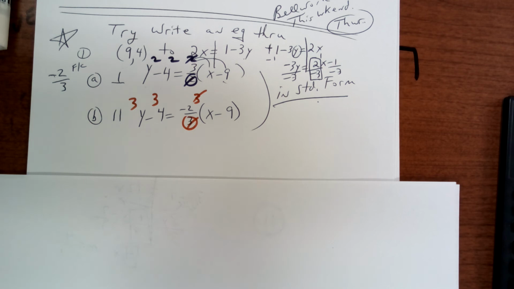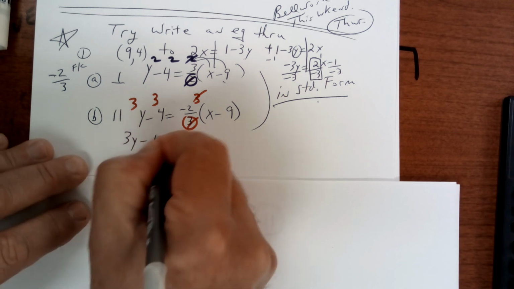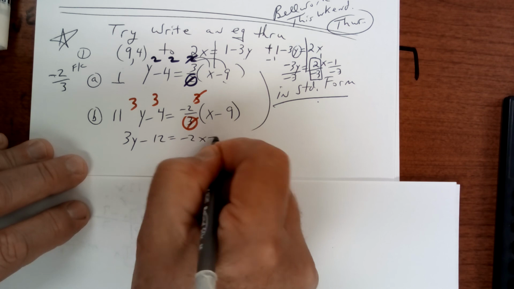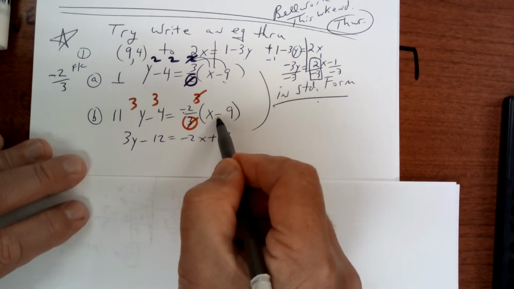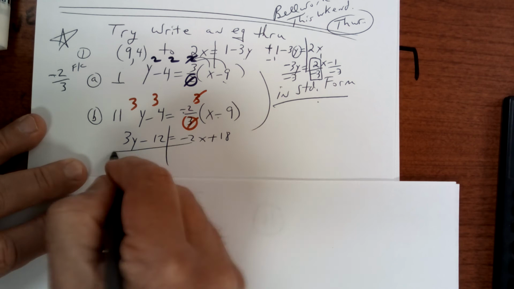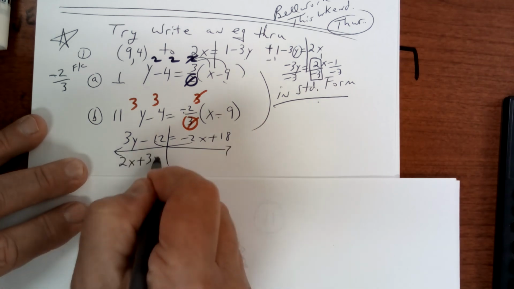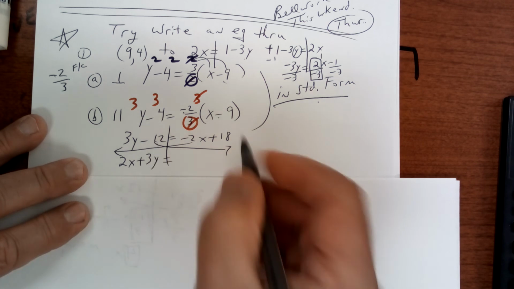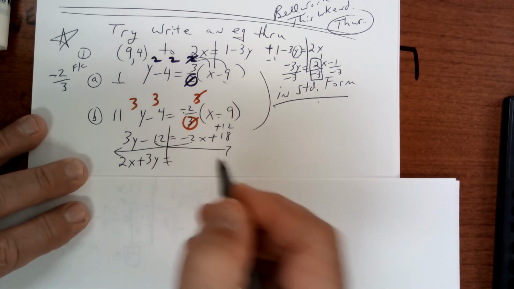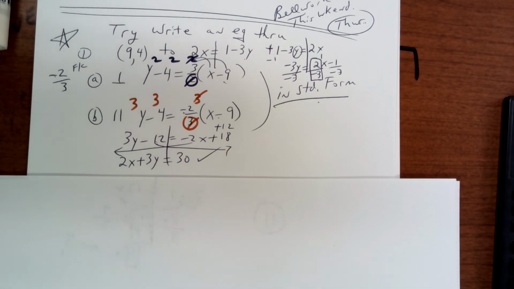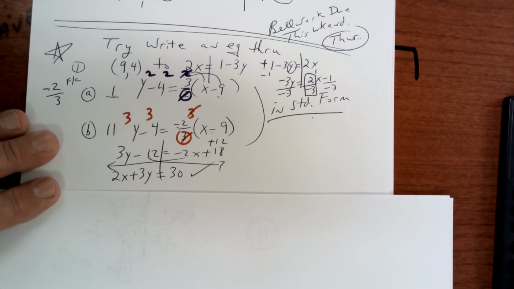So you're going to get 3y minus 12 is equal to negative 2x plus 18. Because a negative times a negative is a positive, you're going to move the x over here, which becomes a positive. So that's going to be 2x plus 3y. And when you move that negative 12, it becomes a plus 12, which gives you 30. And that's called standard form. And you are responsible for this. This is on the ELC. Remember, perpendicular, you've got to flip it and change it. FC for perpendicular. Make sure you know that. All right, let's keep moving.